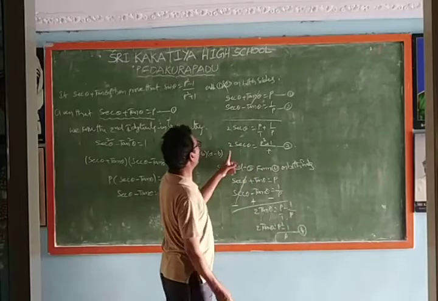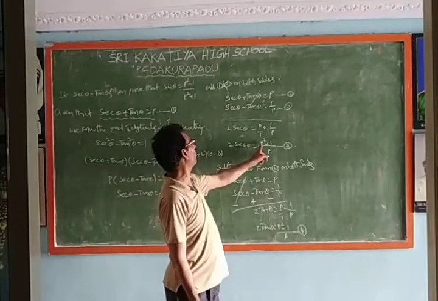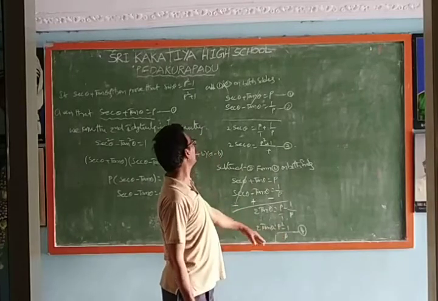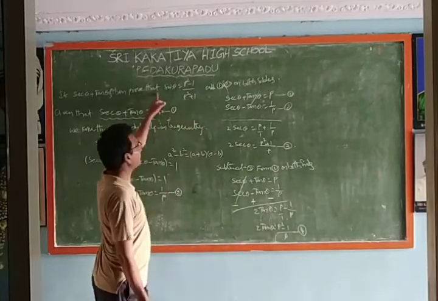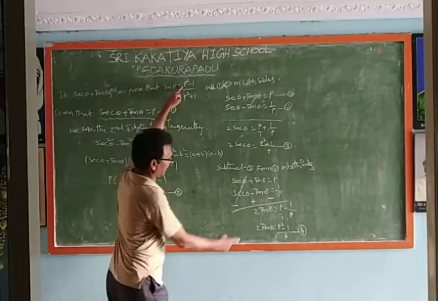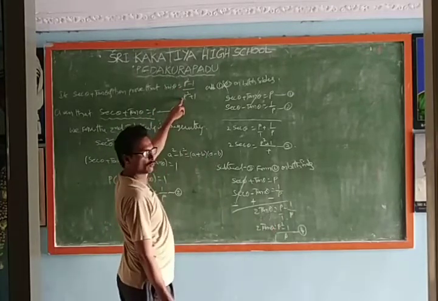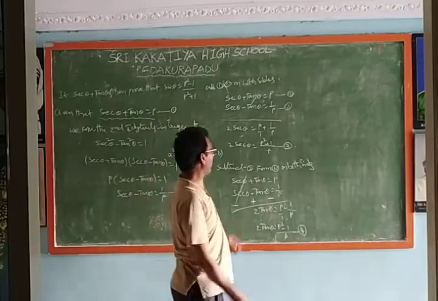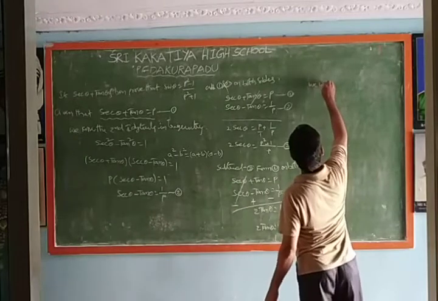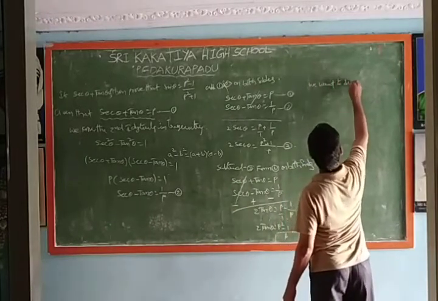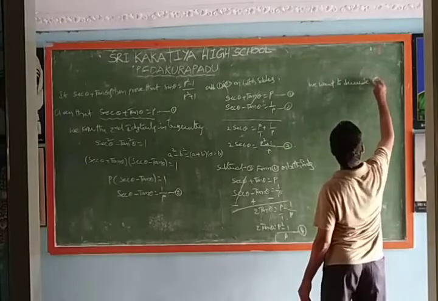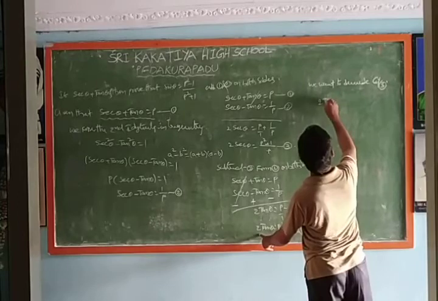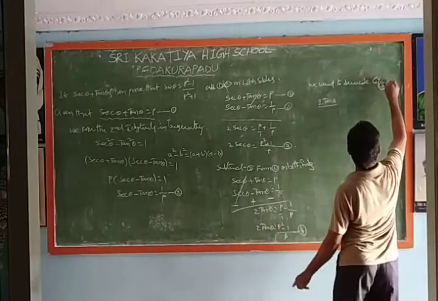Okay. Here what has come? 2 secant theta is equal to p square plus 1 by p and 2 tan theta is equal to p square minus 1 by p. Listen once, what do we want to prove here? We want to prove that sin theta is equal to p square minus 1 by p square plus 1. So we want to divide 4 by 3 on both sides. What is the 4? 2 tan theta. Okay, on both sides.